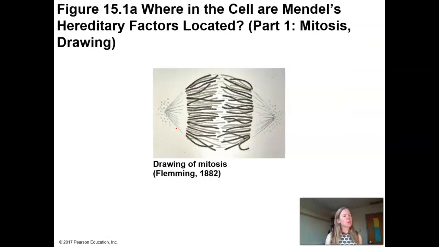Okay, so this is a drawing back in the late 1800s, and so people were starting to figure this out as they used better and better microscopes, and then scientists started realizing, hey, the behavior of Mendel's hereditary factors and the behavior of the chromosomes, there's a lot of parallels here, right? And so it's actually in the early 1900s that scientists began to develop what we're calling the chromosome theory of inheritance, putting those pieces together.